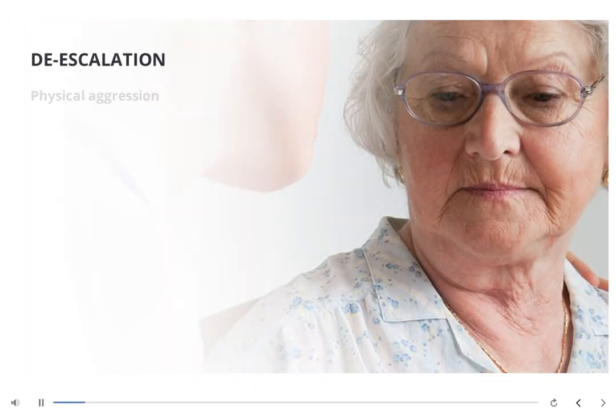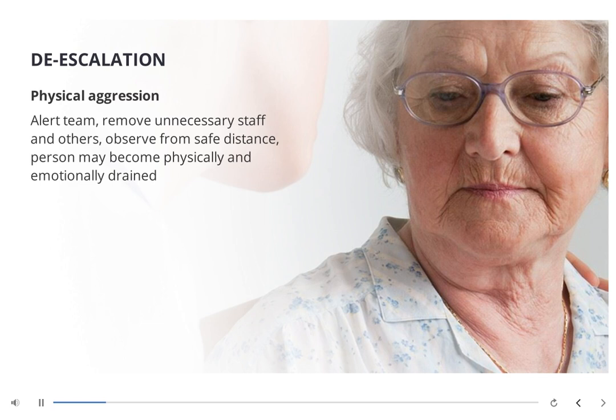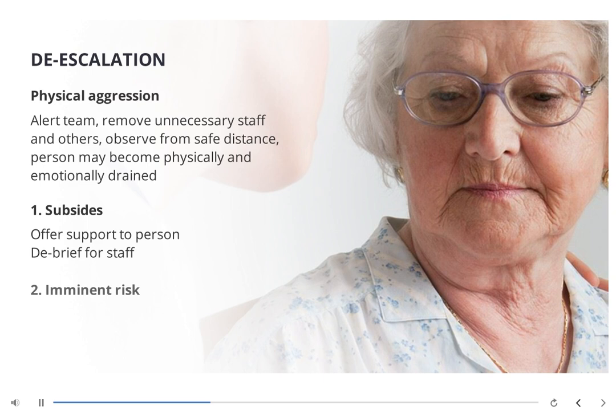Should the individual escalate to physical aggression, remove others who are at risk and observe from a safe distance. The individual may wear themselves out and will need your comfort and support, or the situation may pose imminent risk. If so, you must activate the response system set out in your policy, which may include medication, restraint, or calling the police as a last resort.